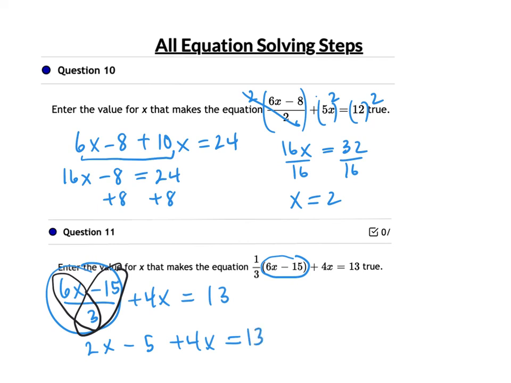Now I can simplify. I've got 2x plus 4x. That's 6x minus 5 equals 13. The coefficient is last. Always take care of the coefficient last. Add 5 to both sides. So 6x equals 18. Divide by 6. Get the x by itself, and you get x equals 3.